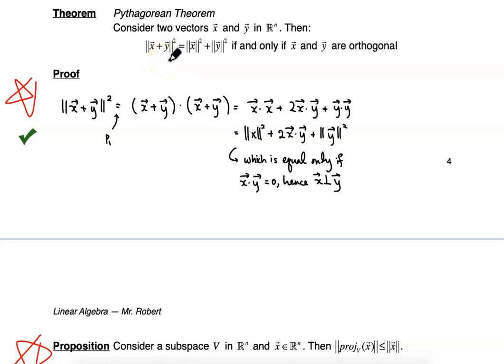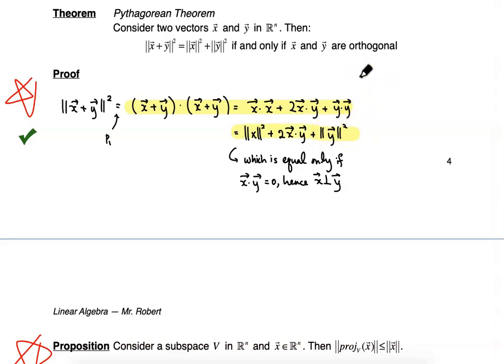It's defined with the dot product as x plus y dot x plus y. And if we distribute, this is something quite remarkable that we tend to not realize. The dot product is a product, and so we can distribute. We get x dot x plus 2 times x dot y plus y dot y. So we reach this line here.